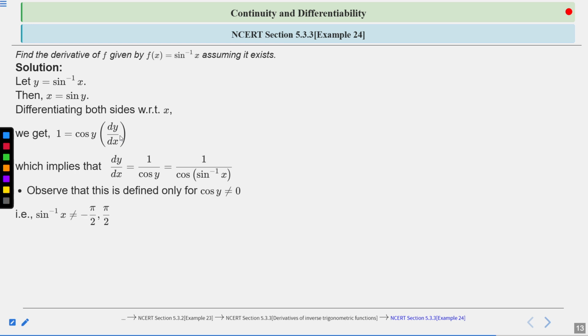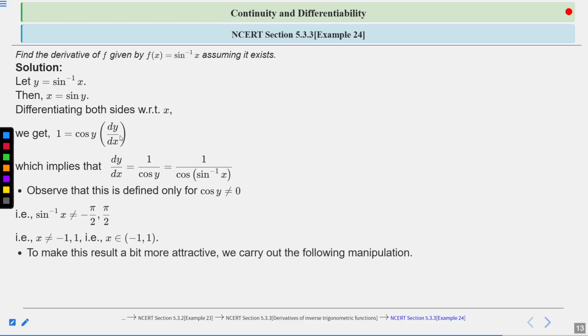So for cos y should not be equal to 0, that is sine inverse x should not be equal to minus pi by 2 and pi by 2, right? That is x should not be equal to minus 1 and 1. That is x belongs to minus 1 to 1 excluding minus 1 and 1, right?